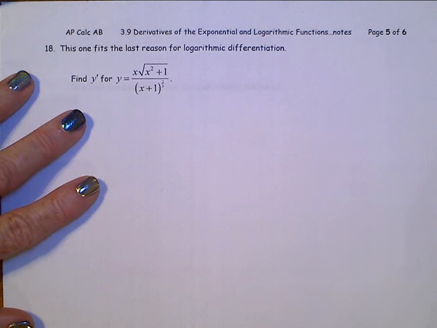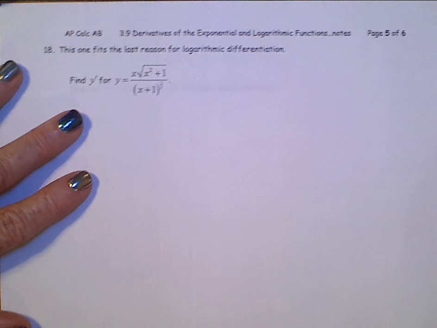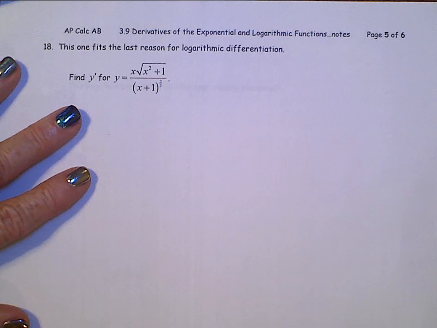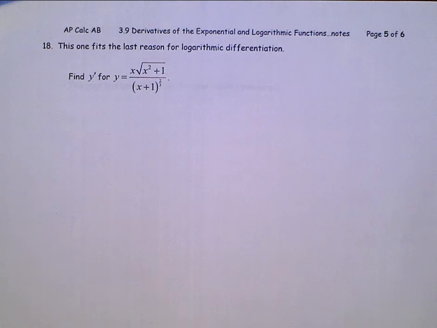Calculus AB, section 3.9, page 5. And we are going to take a look at an example of the last reason that we might want to do logarithmic differentiation, and that is to avoid a nasty product rule, quotient rule combination.